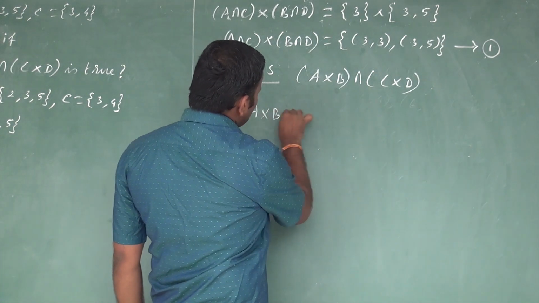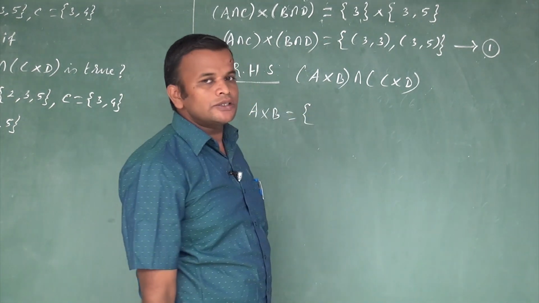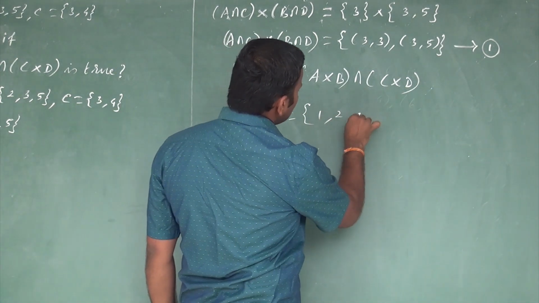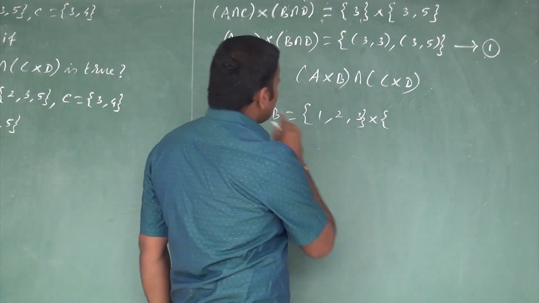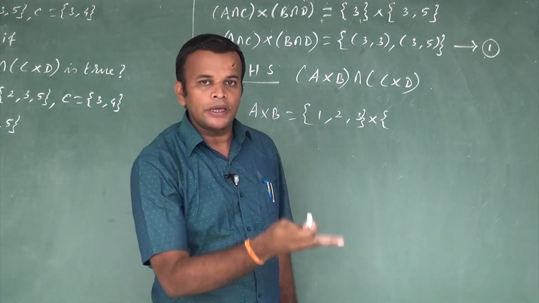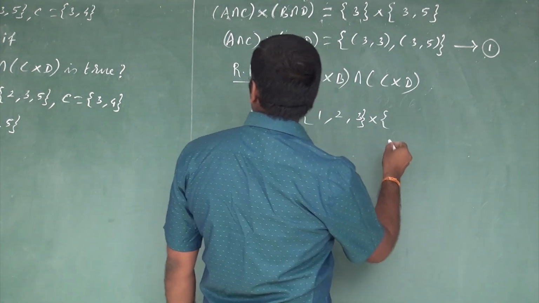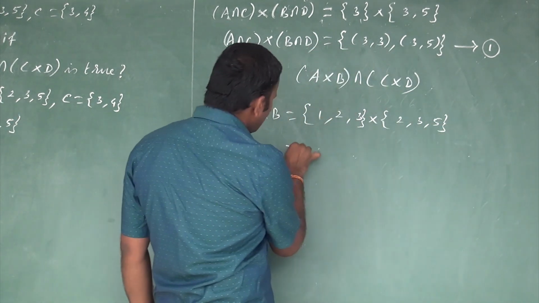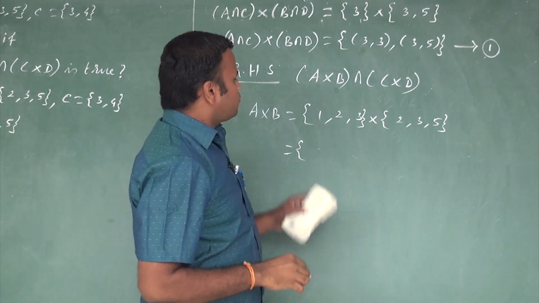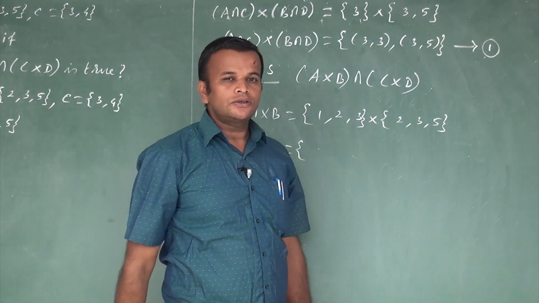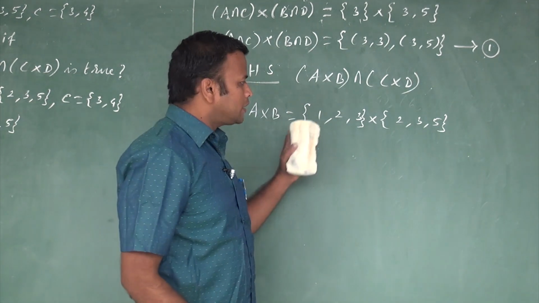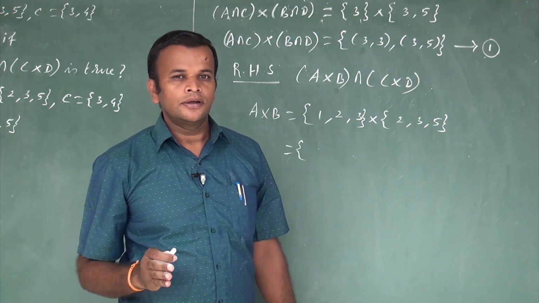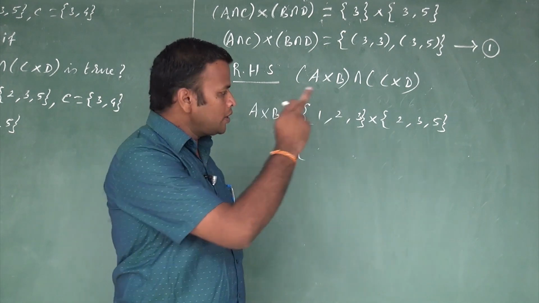A cross B. What are the elements of A? The elements of A are given: 1, 2, 3. Cross, the next set is B. What are the elements of B? The elements of B are 2, 3, 5. Now we write the Cartesian product of these two sets. You know very well how to write the ordered pair. What is the first possible ordered pair? It is (1, 2).